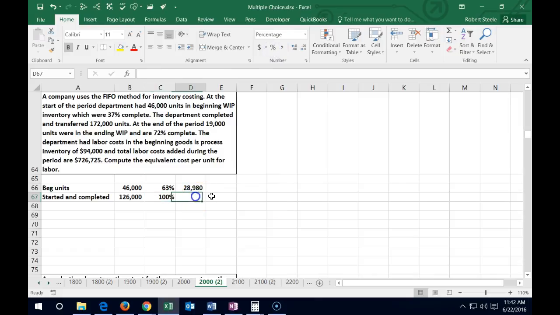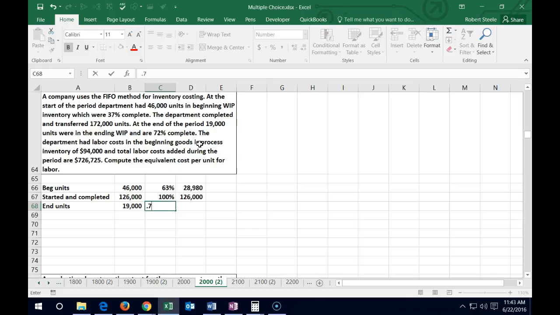So we're going to make that a percent. We're going to multiply that out. This equals 126 times 100 and enter. And then we're going to have the ending units. So we've got the ending units here. And the ending units are going to include the 19,000 units we need to account for. And once again, we have to determine how much of those have been completed in terms of equivalent units. The problem's going to have to give us some type of percentage to estimate that. That percentage given is 72%.